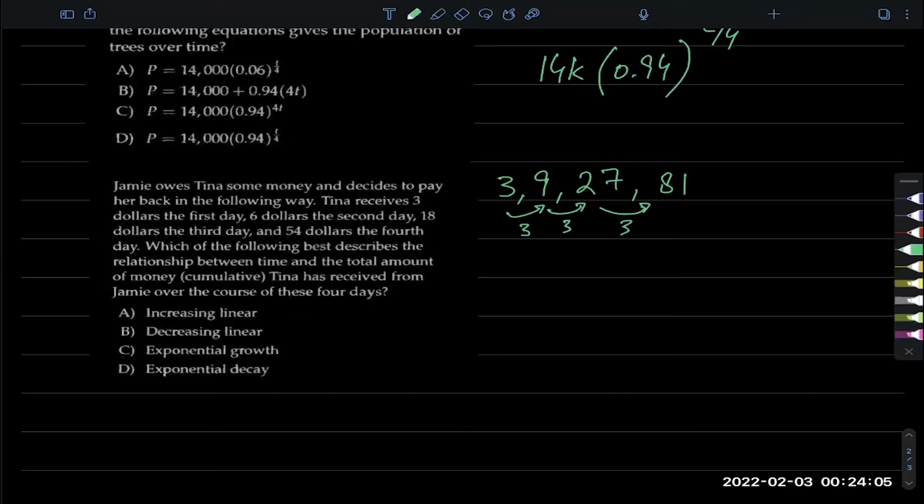The total money, that is what she has received over the course of these 4 days. The question is not about how much money she's giving, it's about the total money that she received. And that's why we will consider these values, and they are exponential growth.